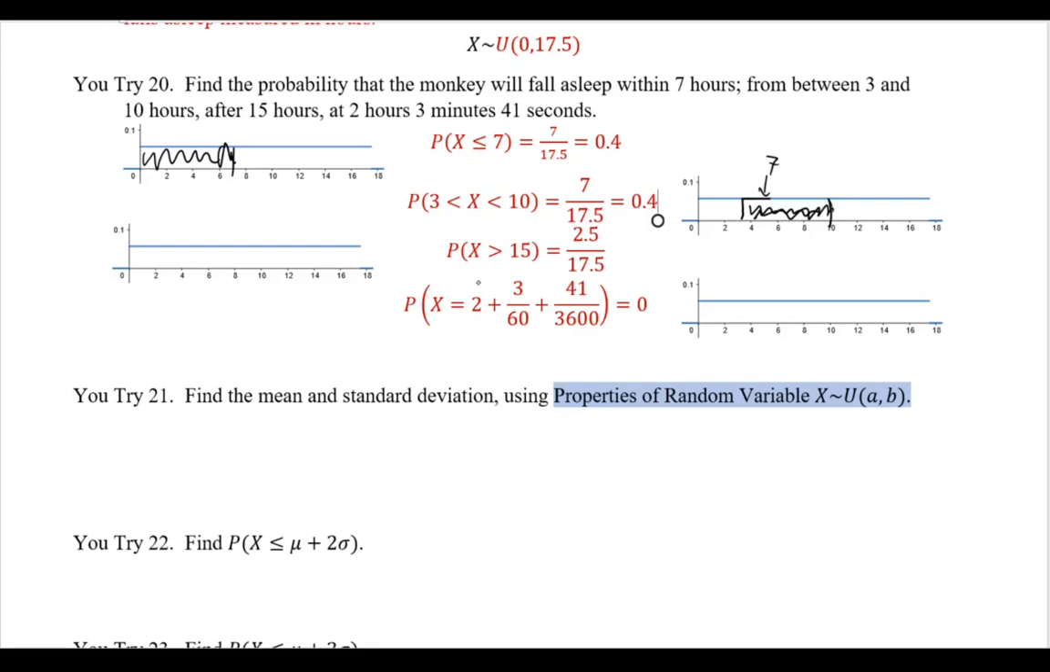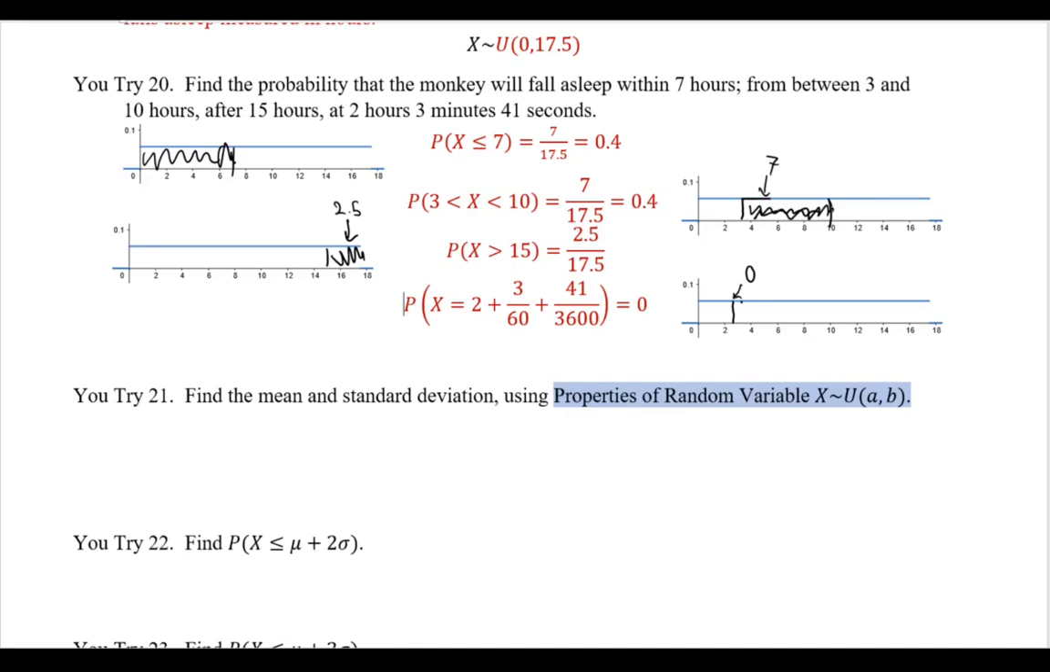The probability that the monkey falls asleep after 15 hours, so we go to 15. So it looks like this has a total of 2.5 hours possible out of the total of 17.5. So here this would be 2.5 divided by 17.5. And finally, the probability that x equals this particular value, that the monkey falls asleep at 2 hours, 3 minutes, and 41 seconds, would equal 0. The probability of any particular outcome in a continuous random variable is always going to equal 0. In other words, the area of this line is 0 because it has no width.